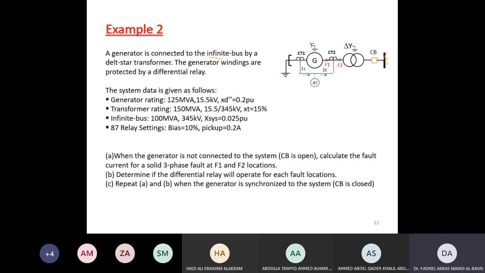The system data are given. This is the generator ratings, the transformer ratings, and the infinite bus fault level, the short circuit level, the rated voltage and system reactance. I have also given the settings of the differential relay. This is the bias, which is the K constant, and the pickup setting, which is IS.